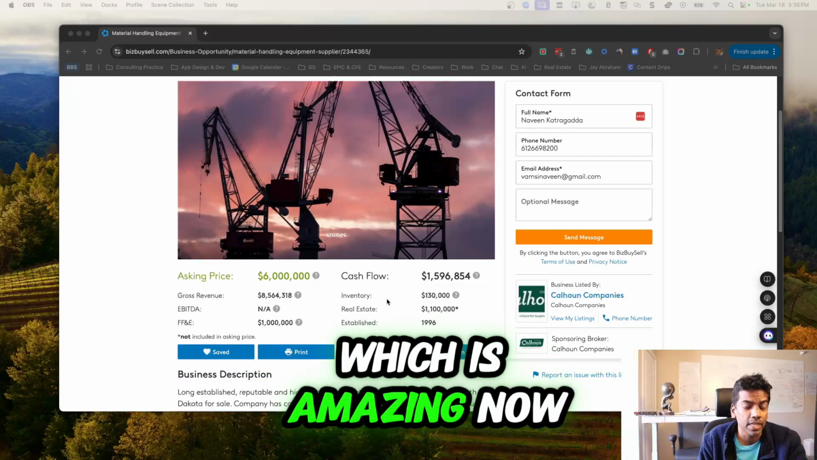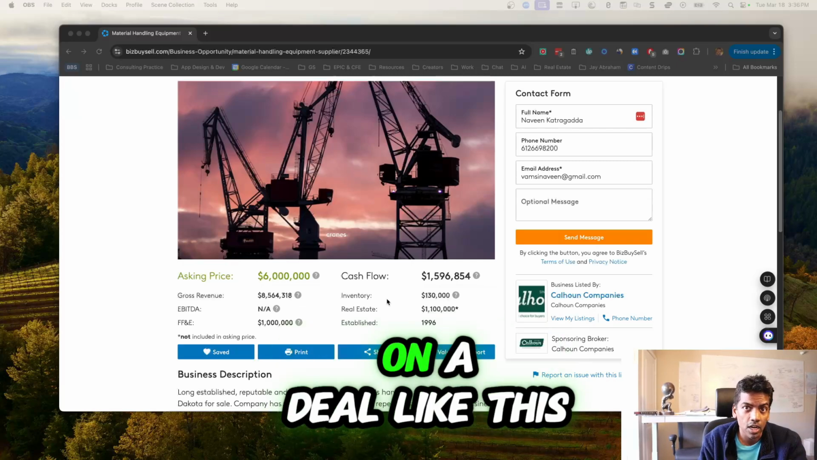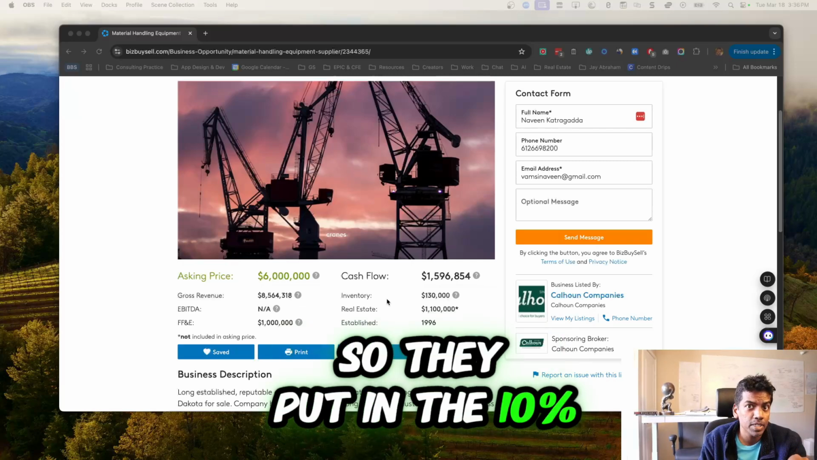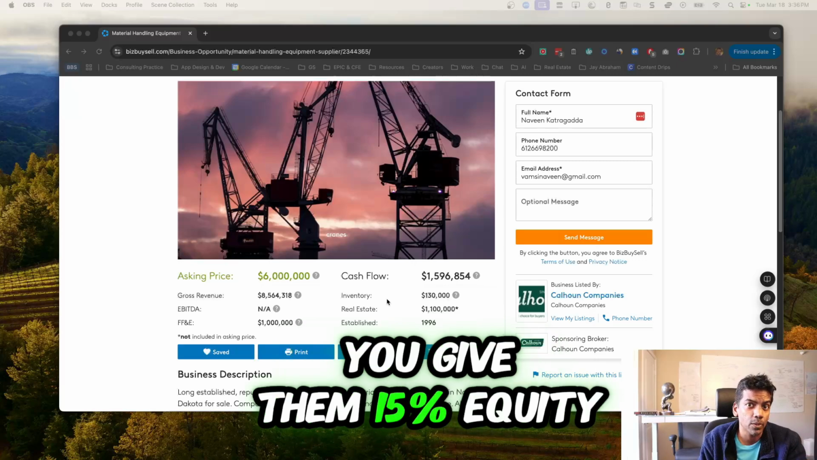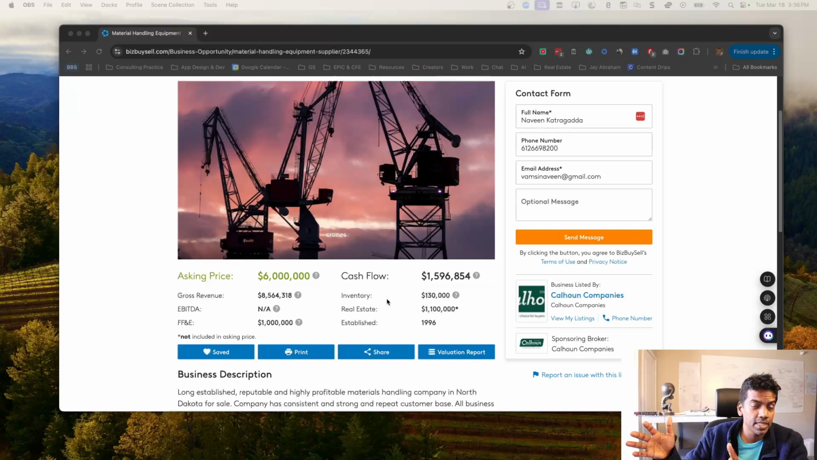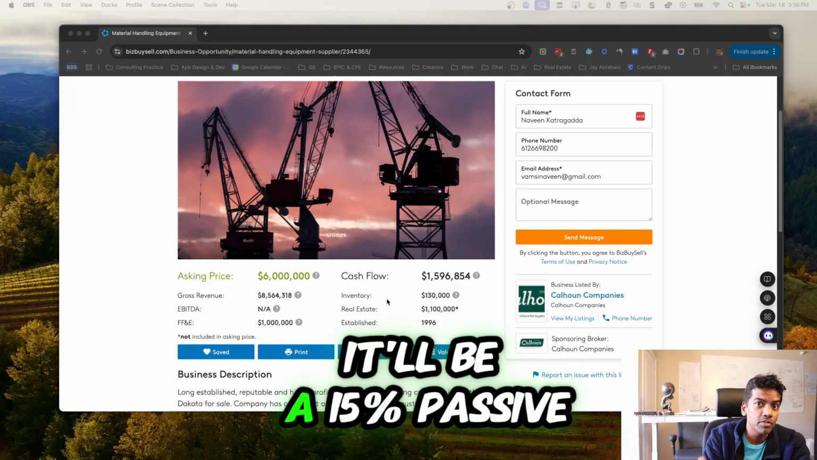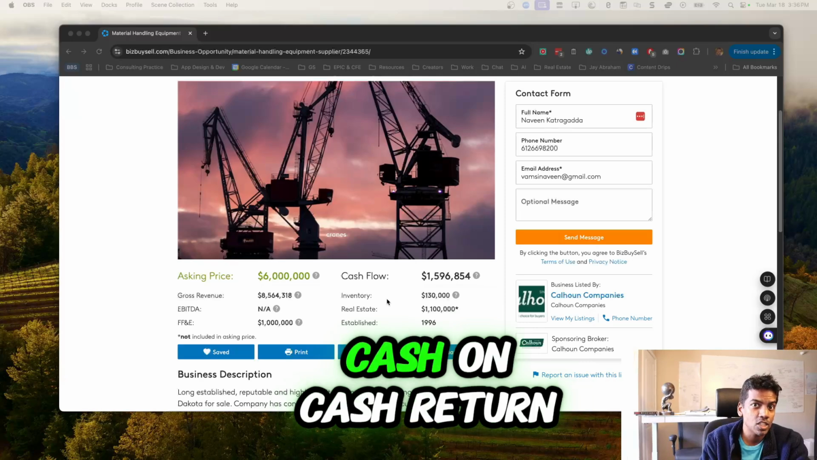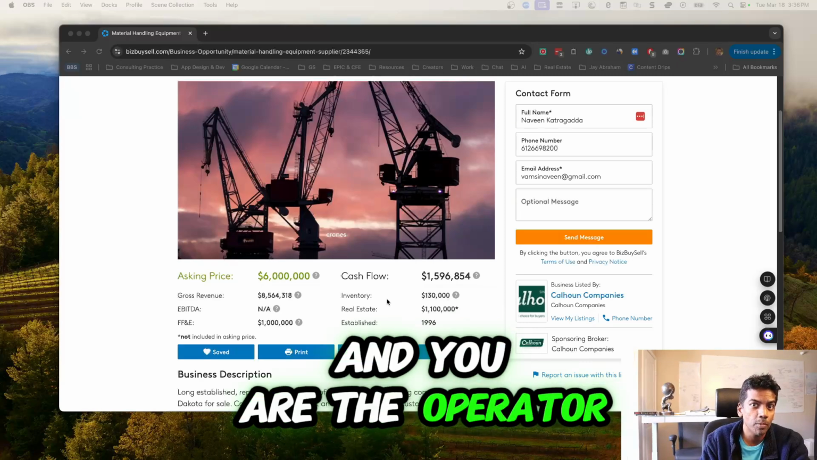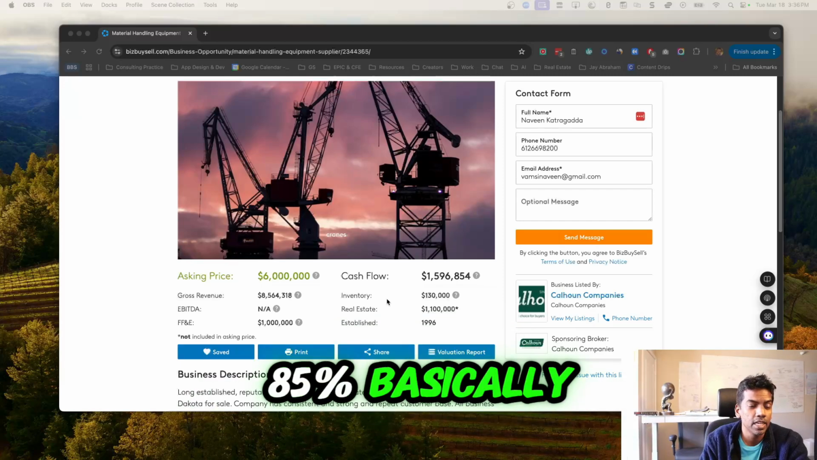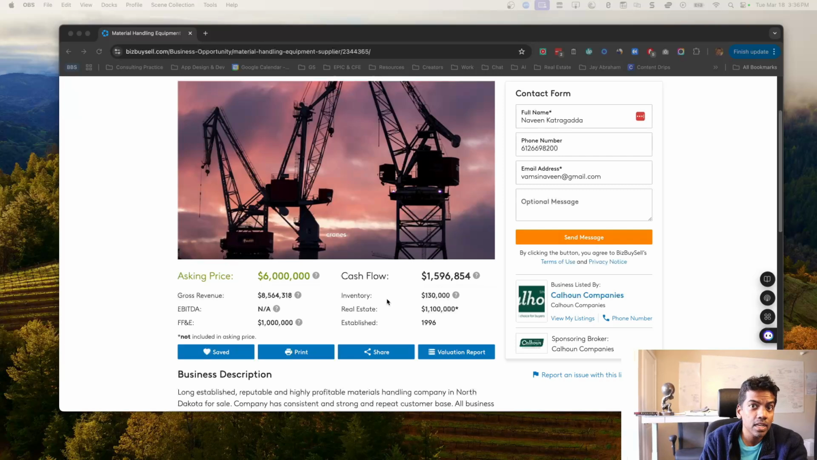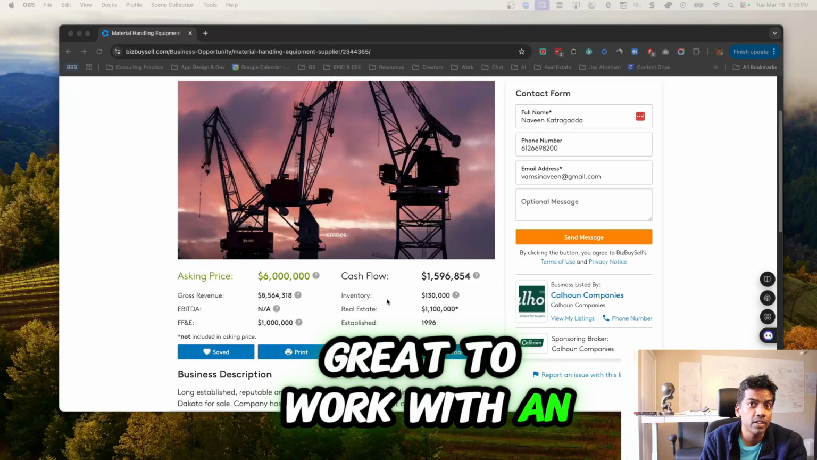Now let's say you brought in an investor on a deal like this. They put in the 10% down payment, the $600,000, and in return, you give them 15% equity. So they would get 15% of that $600,000 in free cash flow. So essentially for them, it'll be a 15% passive cash-on-cash return. And you are the operator, you keep the rest, basically 85%. So that still is a great deal for the investor as well. These types of deals work great to work with an investor on.